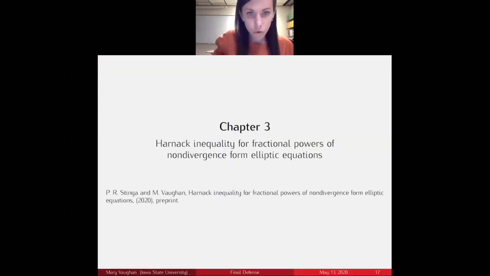So now we'll talk about the material from chapter 3. So we're going to prove Harnack inequality for fractional powers of nondivergence form elliptic equations.